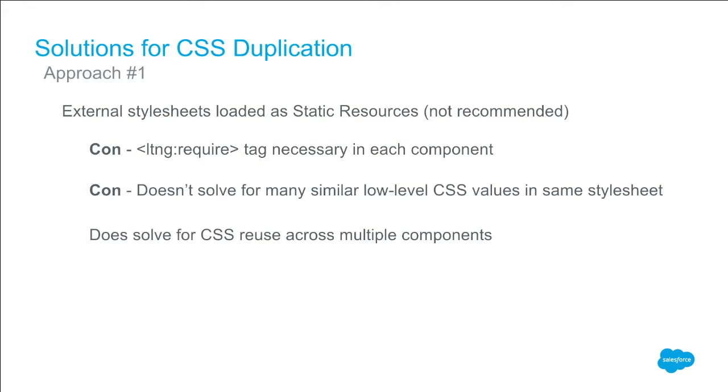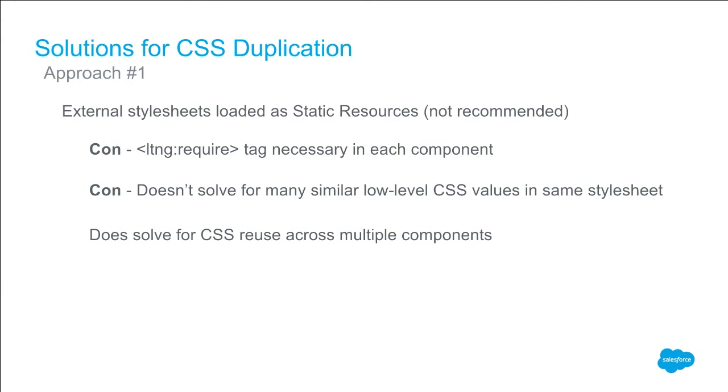You have to include that lightning require tag in every component. If we're keeping that concept of encapsulation in mind, where every component is its own Lego block, it should look the same, it should feel the same no matter where it's used, we need to include that lightning require tag in every component. If you've got hundreds of components, that's hundreds of lines of including a static resource. What if that static resource name changes? Now you've got to go update all of those components. It's maintenance work that you have to do to remember to include that lightning require tag.